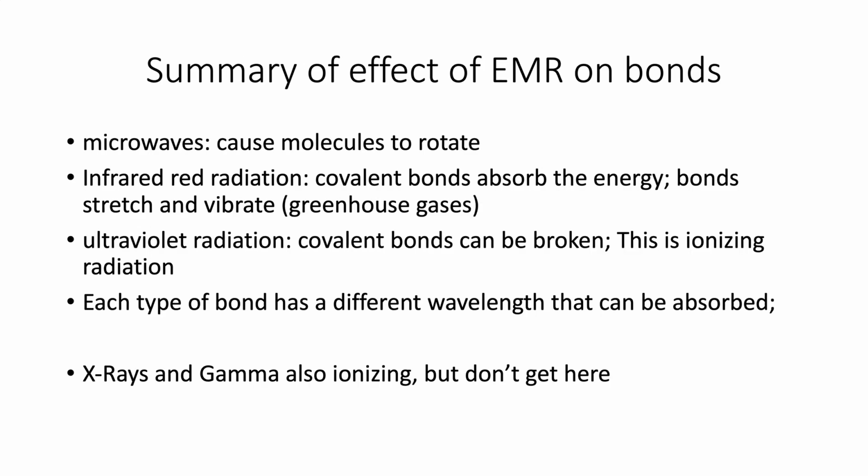Right. So a summary of the effect of electromagnetic radiation on bonds. We'll go from the low end. Radio frequency doesn't do anything. Microwaves can cause molecules to rotate. Infrared can cause bonds to stretch and bend, and we'll talk about that with greenhouse gases. Ultraviolet, now you get into ionizing, so bonds can be broken. You can knock electrons off of single atoms as well. Interestingly, each type of bond absorbs energy differently. And of course, X-rays and gamma rays are very ionizing, but we don't have to worry about them so much because we're not really bombarded with them.